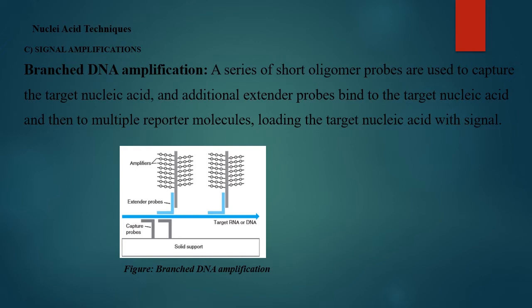Now, in the branch DNA amplification, a series of short oligomer probes are used to capture the target nucleic acid. We first capture the target nucleic acid. Just look at the drawing. Look at this portion. See capture probes. Good. So these are short oligomer probes and are used to capture the target nucleic acid.